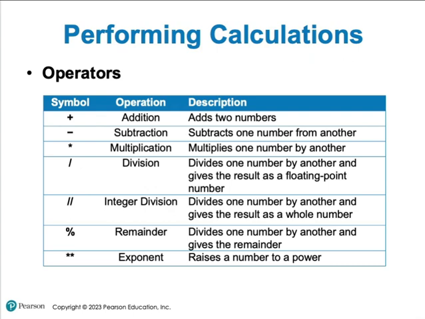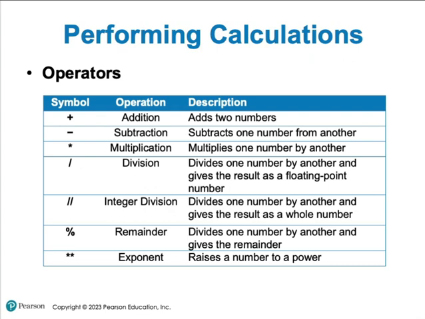So I said 5//2 is 2, because that's the whole part of the division. 5 % 2 would be 1. So you have 2 remainder 1. The mod operator returns the remainder of an integer division.